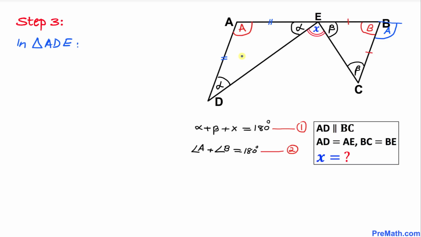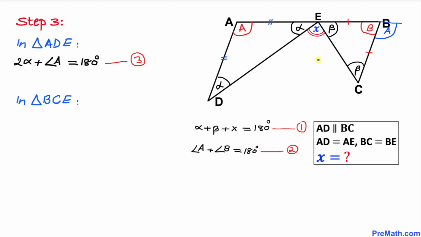Let's focus on this triangle ADE over here, and we can see our angles are alpha, alpha, and angle A. Since this is a triangle, the sum of these angles is going to be 180 degrees. So alpha plus alpha becomes 2 alpha, plus angle A is going to be 180 degrees, and I am going to call this equation number 3.